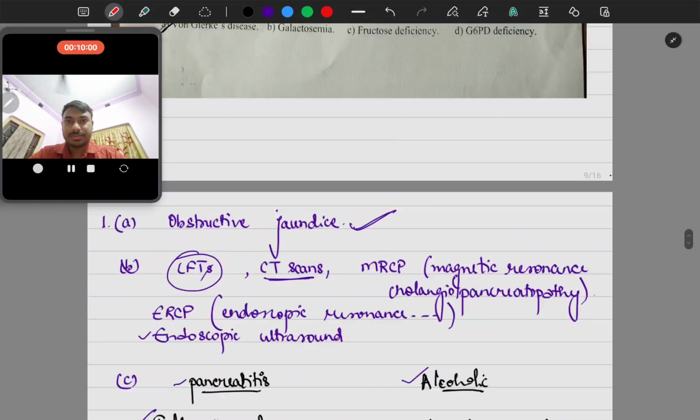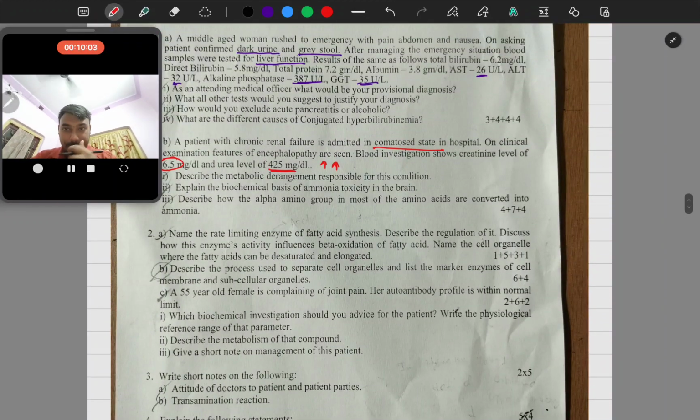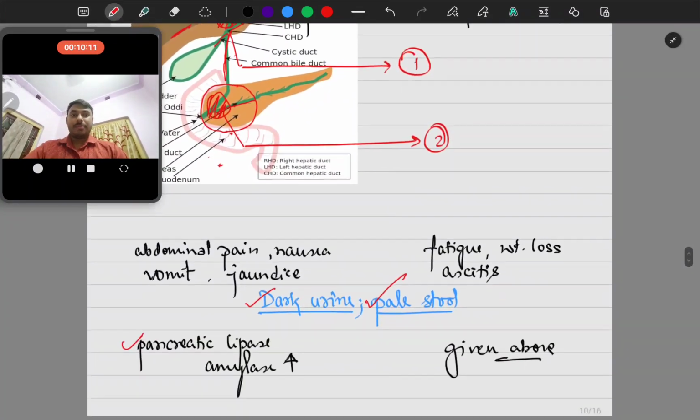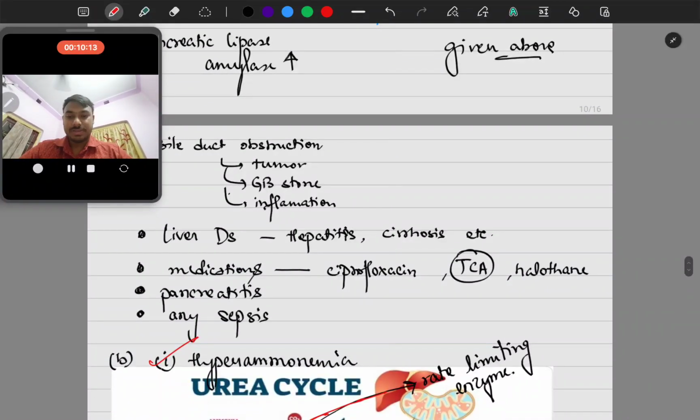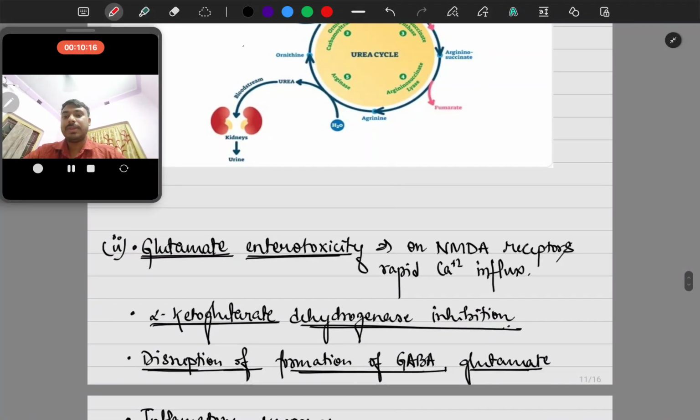Now the next question is, explain the biochemical basis of ammonia toxicity in the brain. Ammonia toxicity affects the brain in many ways. First, there will be glutamate excitotoxicity, and in glutamate toxicity, the NMDA receptors are damaged, and calcium influx occurs in huge amounts. The calcium influx leads to hyperexcitability of the neurons and other nerve tissues, which can be deleterious for the brain.